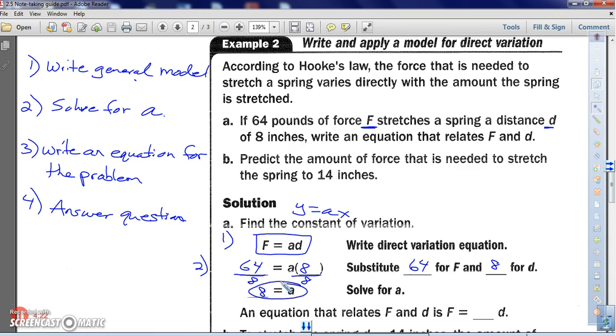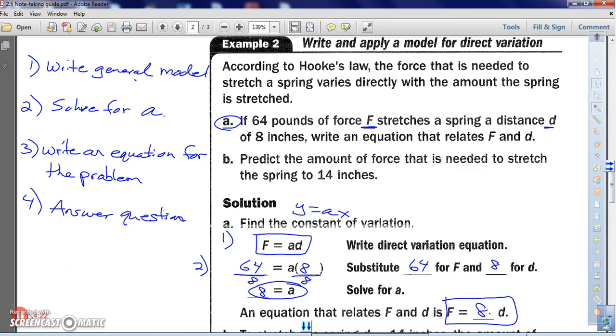So now that I know what a is, I can write the equation for this problem. I can go back to step number 1, I can say the force f is equal to 8 times d. So here's the equation for this specific problem. That's the answer here for letter A. Now that I have that equation, I can find the amount of force needed to stretch a spring to 14 inches.